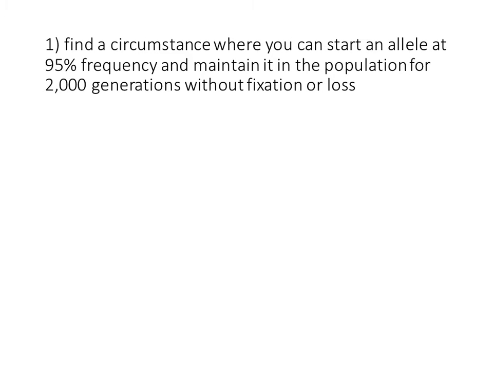So it's almost at fixation. We've got 19 out of 20 alleles in the population are allele 1. Can you keep that 95% frequency maintained for 2,000 generations without being fixed or lost? So a couple minutes, work on that, again, individually or in small groups if you like. See what parameters you come up with to solve that problem.